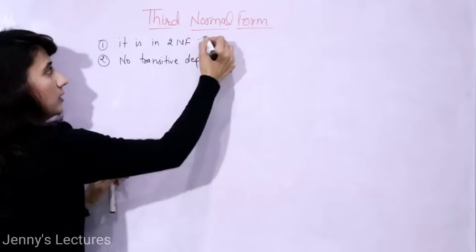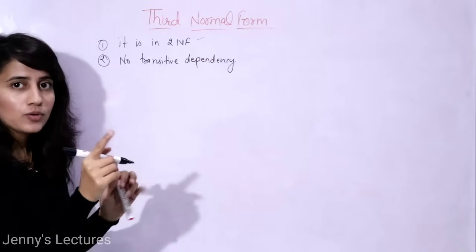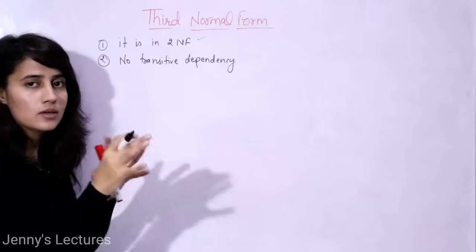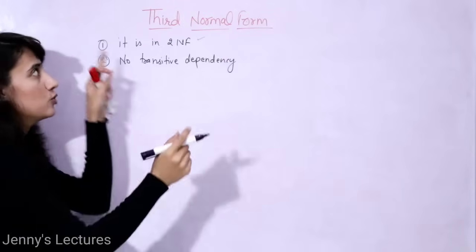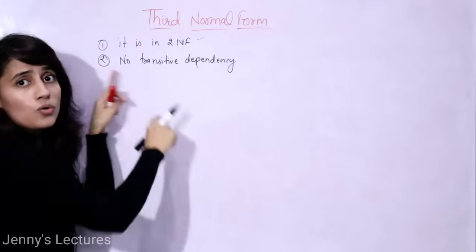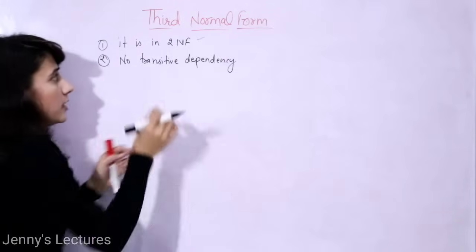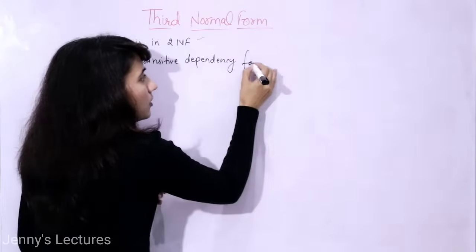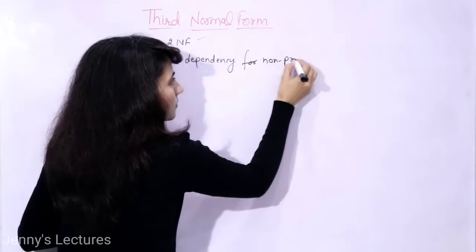First one, it should be in second normal form. You can say a relation is in third normal form if and only if, first one, it is in second normal form. Second one is there is no transitive dependency, or specifically you can say there is no transitive dependency for non-prime attributes, right?